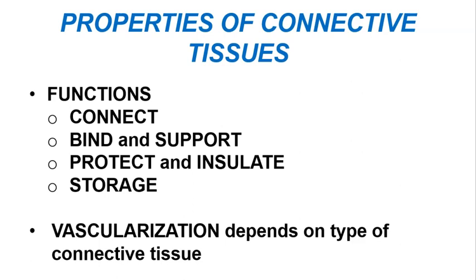In connective tissues, we see that there's a wide range of vascularization. Some connective tissues, such as the bones and the fibrous connective tissues, tend to be very well vascularized and have lots of little capillaries and blood vessels. On the other hand, things like the cartilages are avascular, so that is, they lack blood vessels entirely.